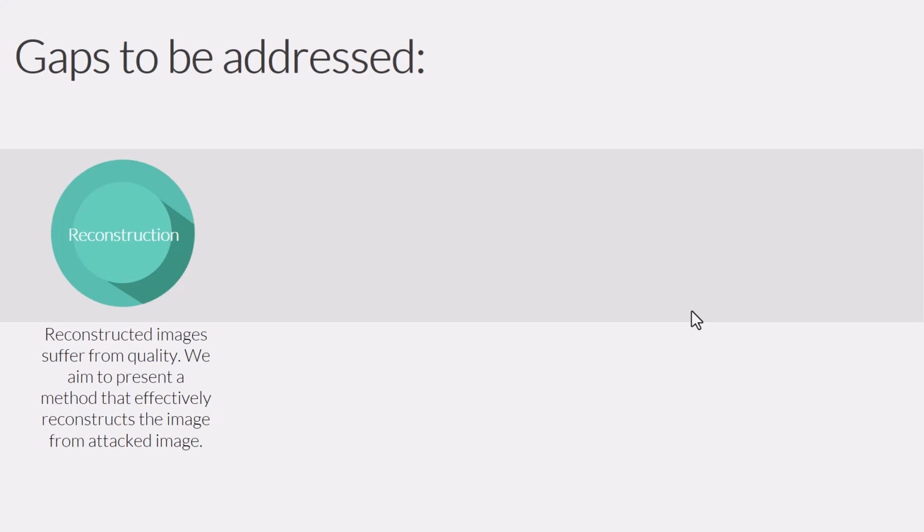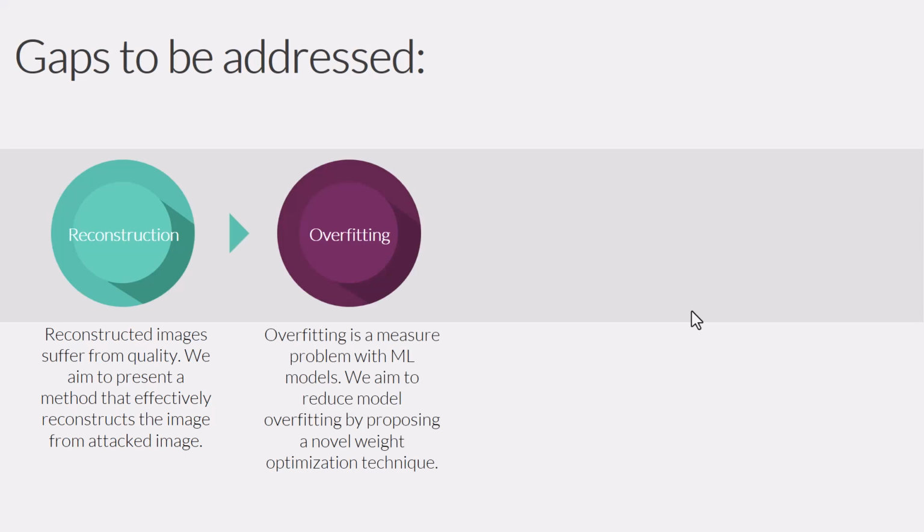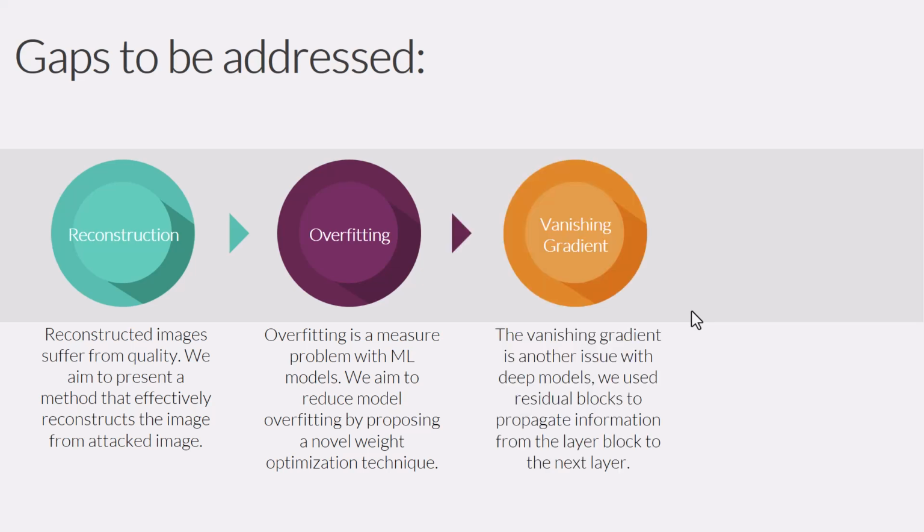One is the reconstruction of the image. After adding the adversarial noise, we have an attacked image, and we have presented an approach to reconstruct the image from the noisy image. If the reconstructed image is clean, then we will get a better result. Another thing we have addressed is overfitting. Machine learning models often tend to overfit, so we have tried to reduce the effect of overfitting by introducing a novel weight optimization technique.